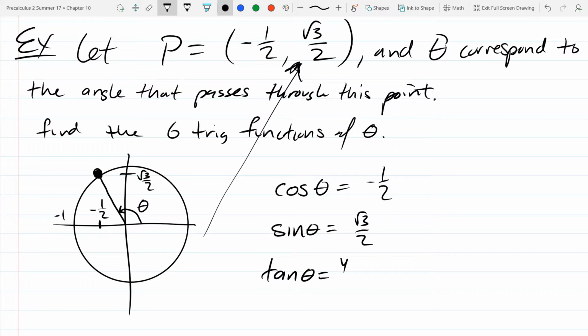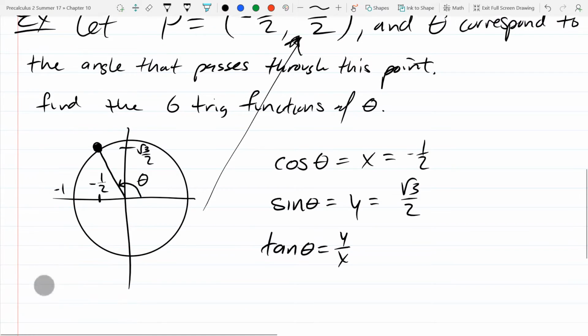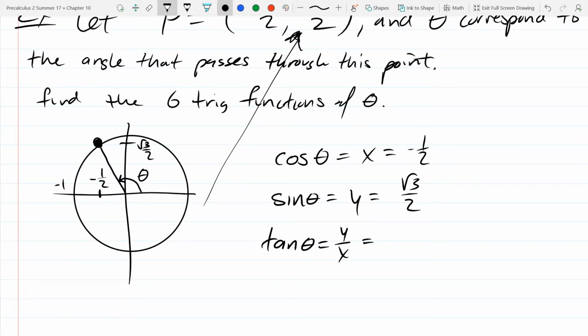Tan is y over x. And I don't know why I'm being lazy and not writing these. I strongly recommend that you write the definition down first and then write the value, because every time you write cos theta equals x, sine theta equals y, you will remember it that much more. So I tried a shortcut right there, which I don't recommend you doing, because every time you write it out, it just gets ingrained in your memory a little bit more. So tangent theta is y over x, looking over here, y, square root 3/2 divided by negative 1/2.